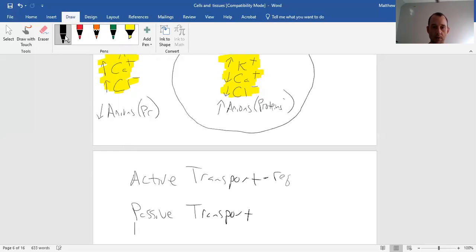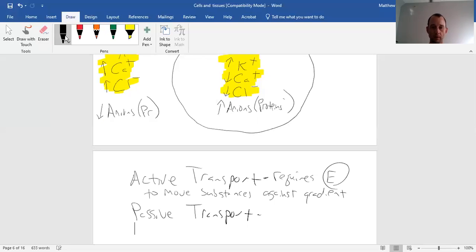It requires energy. That's my abbreviation for energy. It requires energy to move substances against their gradient. In other words, that's saying it takes energy in order to move things from low to high. Think of it like a hill. It requires energy for you to move up the hill, to roll a ball up the hill, if you will.